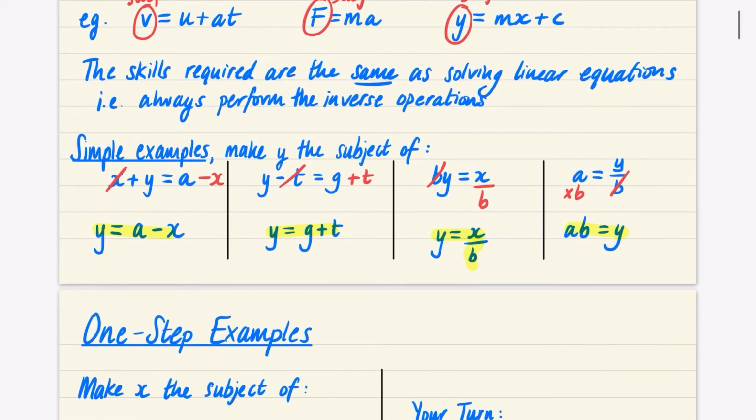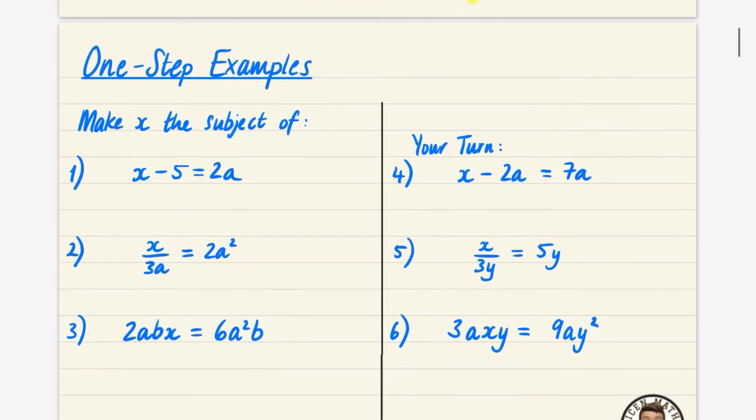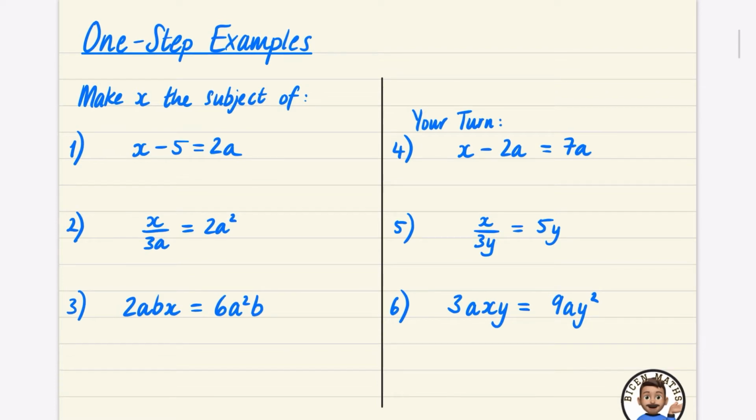So I'm going to do some more one-step examples. I'm going to do these three on the left-hand side, and then you're going to try number 4, 5, and 6.